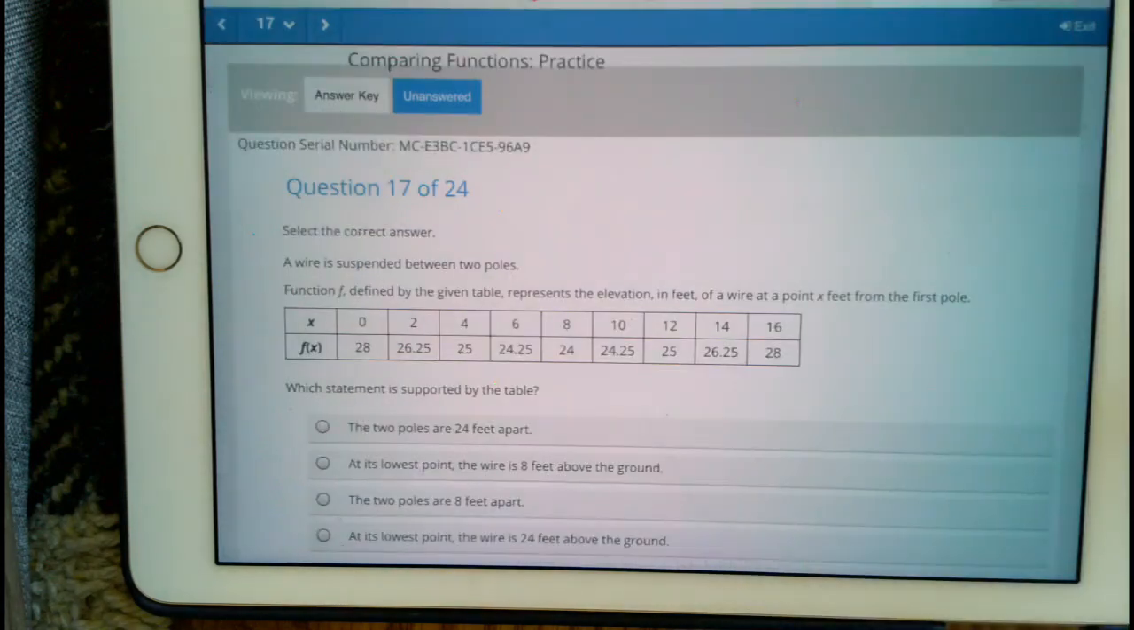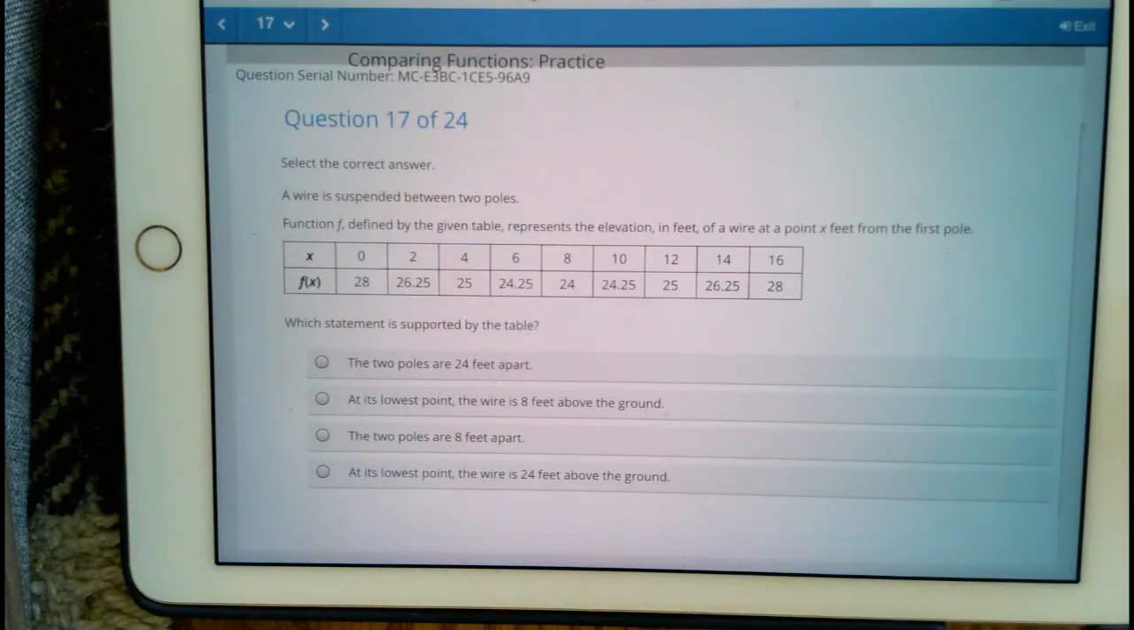And when I say that here, that eliminates the first answer, because I think that the two poles are 16 feet apart, not 24 feet apart.